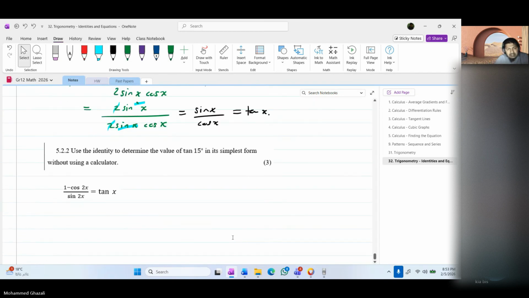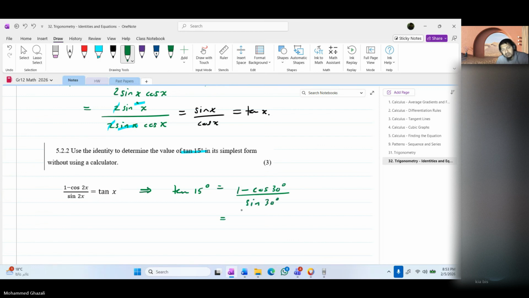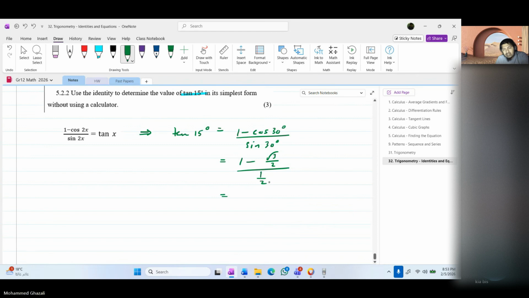This implies tan of 15 degrees is equal to 1 minus cos of 2 times 15, so cos 30, divided by sine 30. So cos 30 is root 3 over 2, and sine 30 is a half. So 1 divided by half is 2. So 2 times (1 minus root 3 over 2).